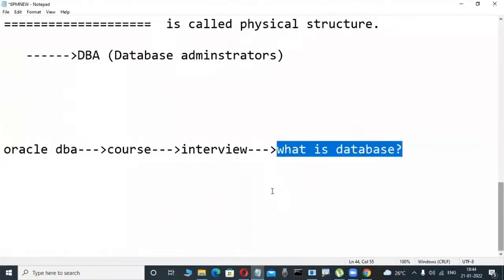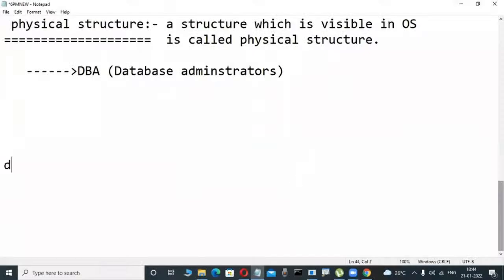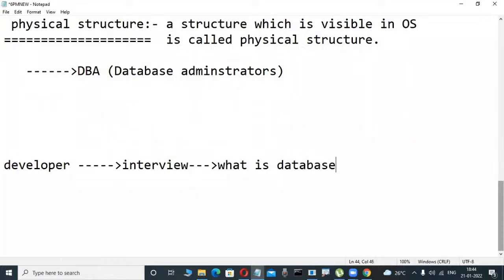Suppose I'm a developer, not an administrator, for example. I'm a Java developer, a SQL developer, a PL/SQL developer, a Python developer, like that. These developers are attending an interview. What is a database? For example, if they ask this, the developers tell the logical structure side.